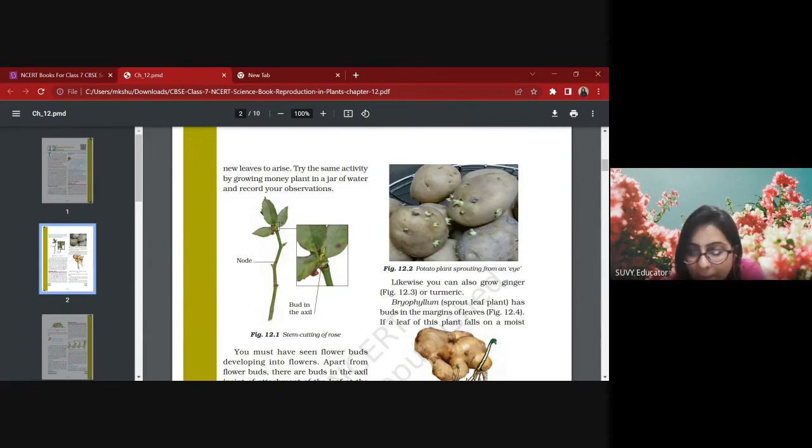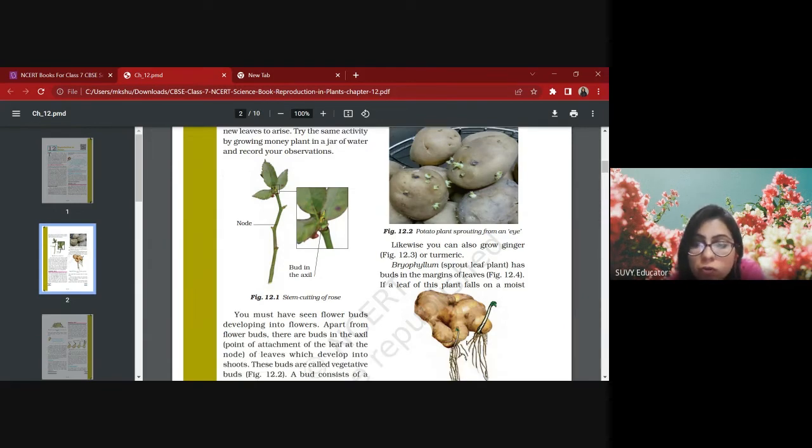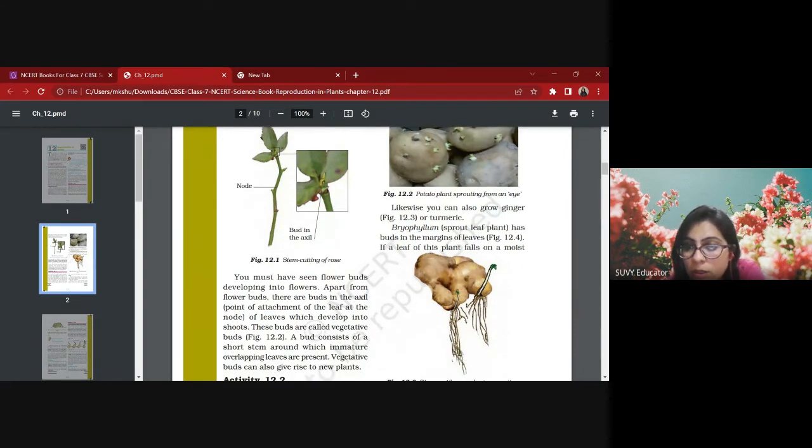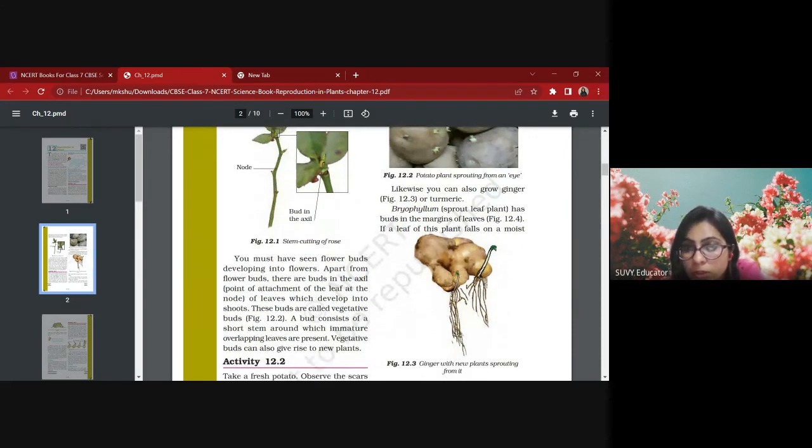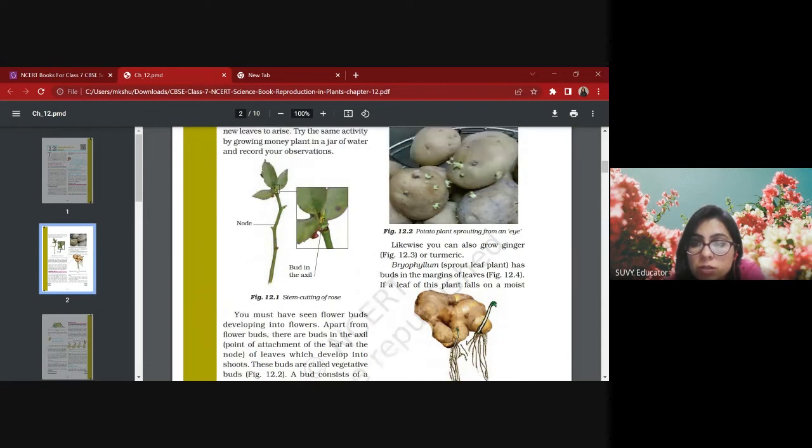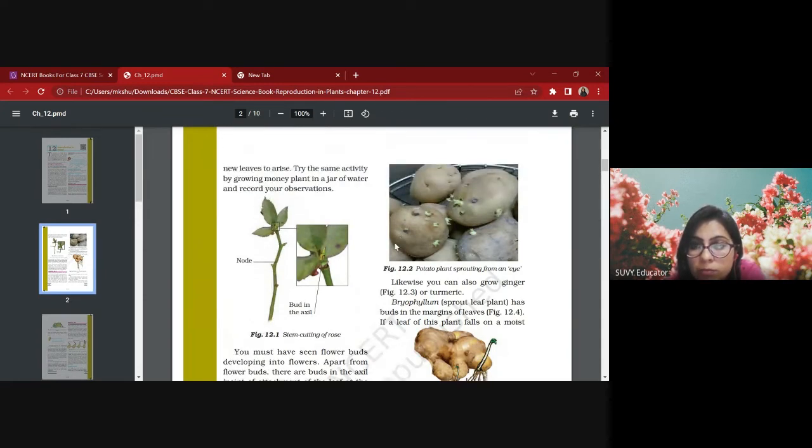So, the portion you use is the vegetative portion. It can be a stem, it can be a root, or it can be a bud. Okay, just like the potato eye. You can see the potato eye. You might have seen this kind of potato at your home. So these are the eyes of the potato. And if you grow these potatoes like this, they will convert into a completely fresh plant.